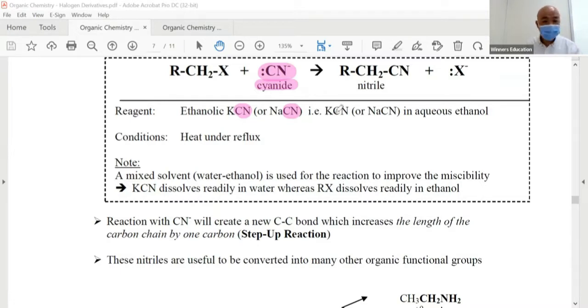Listen carefully. Ethanolic means it is a mixture of ethanol and water. That's the meaning of ethanolic. A lot of y'all think it's ethanol. No. It's a mixture solvent, or a mixed solvent, a solvent mixture.